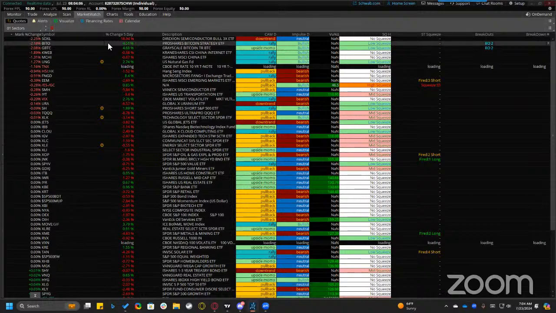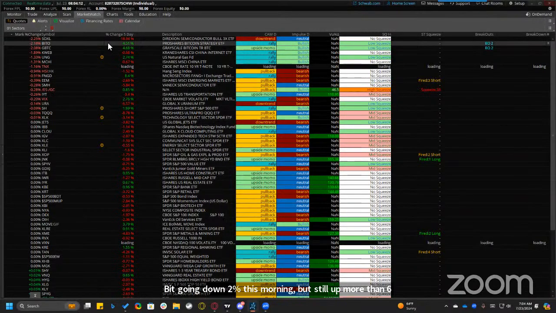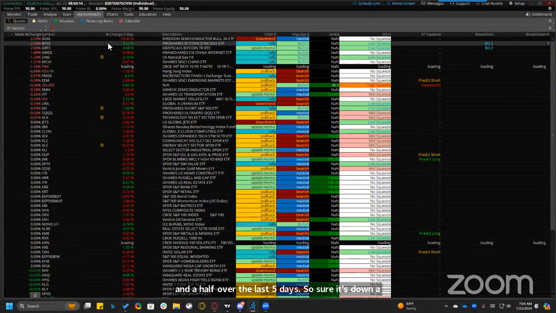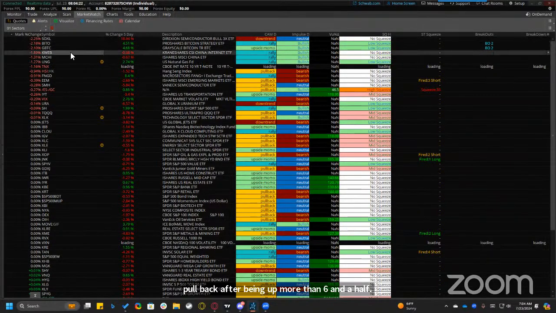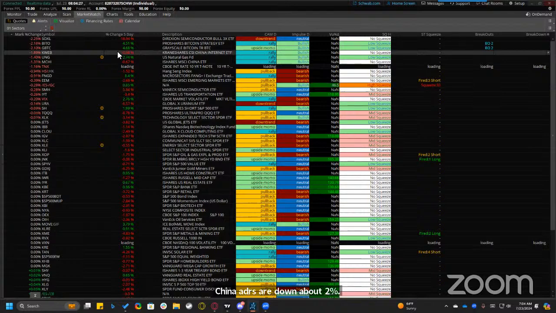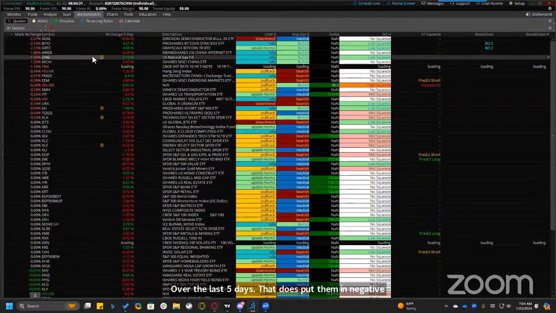Bitcoin down 2% this morning, but still up more than 6.5% over the last 5 days. So sure, it's down a little, but wasn't it kind of due for a little bit of a pullback after being up more than 6.5%? China ADRs are down about 2% over the last 5 days. That does put them in negative territory, so they're still just chopping about sideways. Nat gas is still a joke.